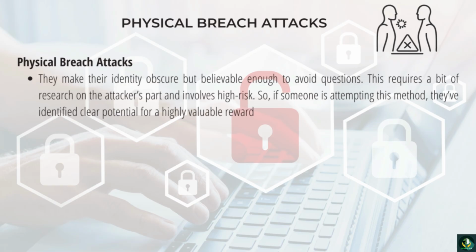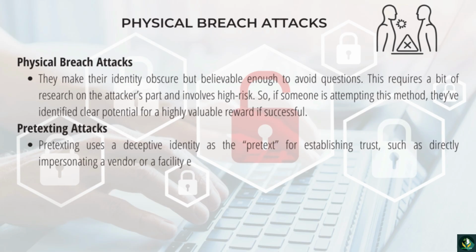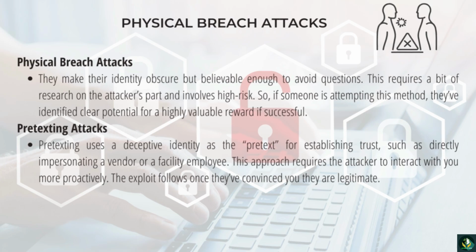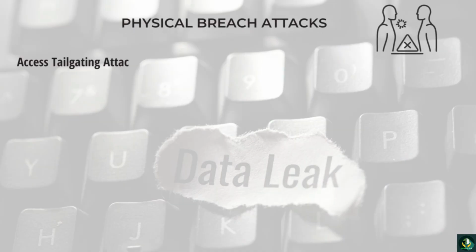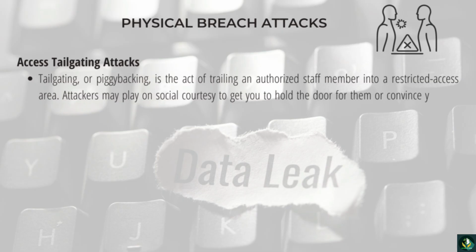Pretexting attacks. Pretexting uses a deceptive identity as the pretext for establishing trust, such as directly impersonating a vendor or a facility employee. This approach requires the attacker to interact with you more proactively. The exploit follows once they've convinced you they are legitimate. Access tailgating attacks. Tailgating or piggybacking is the act of trailing an authorized staff member into a restricted access area. Attackers may play on social courtesy to get you to hold the door for them or convince you that they are also authorized to be in the area. Pretexting can play a role here, too.